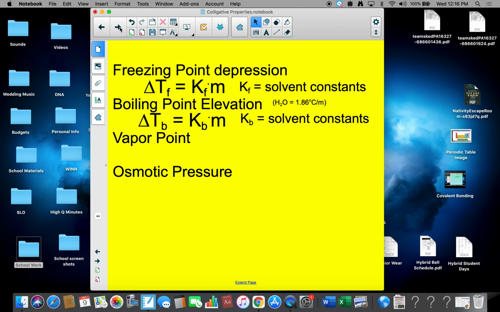Boiling point elevation is delta T sub B is equal to K sub B times m, where K sub B is the solvent constant, the boiling point elevation constant. For water, that is 0.51 degrees Celsius per molal.